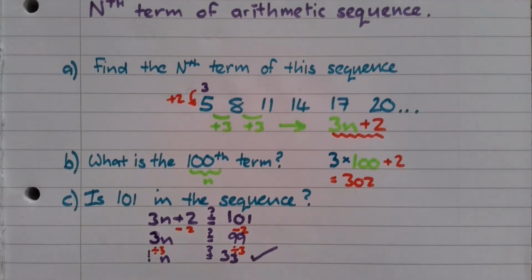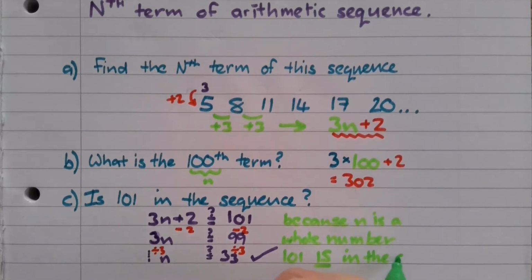Now the issue here becomes, because n is a whole number, 101 is in the sequence, and this is the 33rd term, or 33rd number. And we're done.